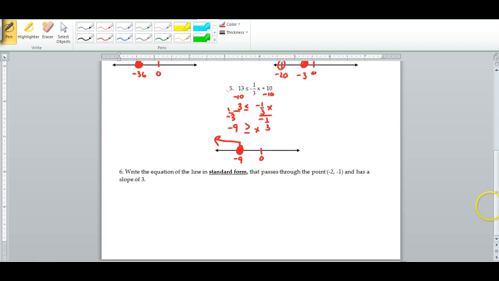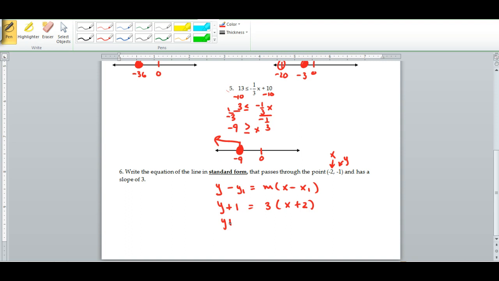And problem number 6 says write an equation in standard form that passes through the point (-2, -1) and has a slope of 3. You have to use point-slope first. y minus y1 equals m times x minus x1. So y plus 1 equals 3 times x plus 2. There's my x and there's my y.